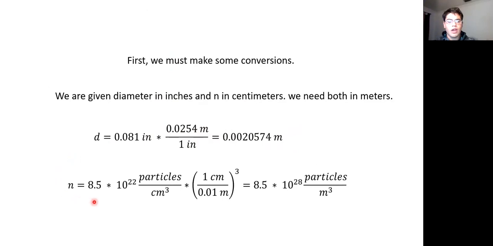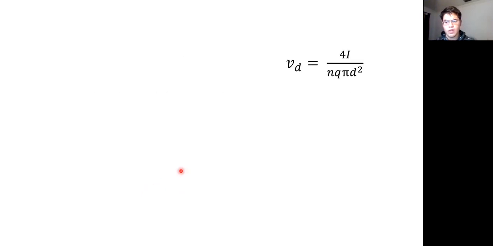And next, we're going to get N, which is in particles per cubic centimeter. We're going to convert this from cubic centimeters to cubic meters. And we get this new value for N, which is still the same equivalent value, but now in meters. So now we have this equation, the drift velocity, and we need to ask ourselves, okay, do we have all of the variables that we need?